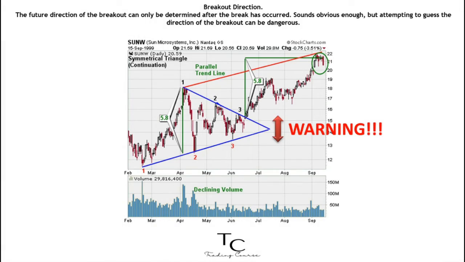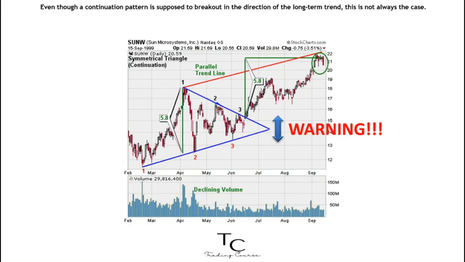Breakout direction. The future direction of the breakout can only be determined after the break has occurred. Sounds obvious enough, but attempting to guess the direction of the breakout can be dangerous. Even though a continuation pattern is supposed to break out in the direction of the long-term trend, this is not always the case.